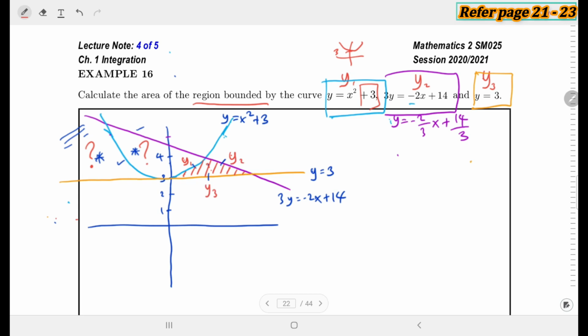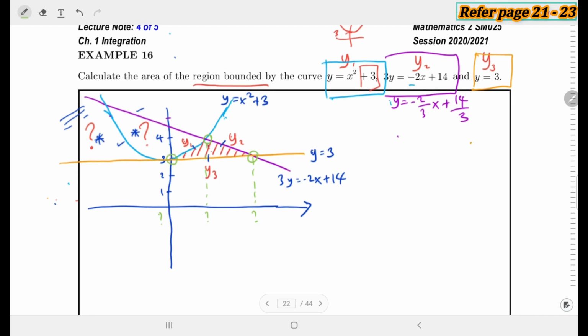So firstly we have to find the limits in order to find the area, because when we have the limits, then we can find it. Referring to the x-axis, we could see the limits here, so here, and of course here. So we have to find the intersection points at this point, at this point, and at this point. First, the intersection point between y1 and y2.